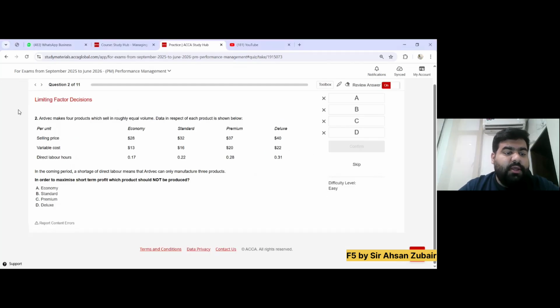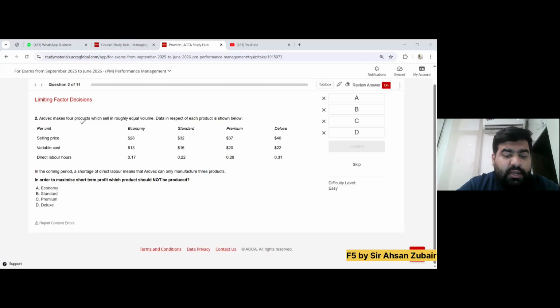Next question. A makes four products: economy, standard, premium, and deluxe. Selling price, variable cost, and direct labor hours are given. In the coming period, the shortage of direct labor means that A can only manufacture three products. In order to maximize short-term profit, which product should not be produced? Obviously, the product that should not be produced is the one with ranking number 4, the last ranking. Let us calculate that.